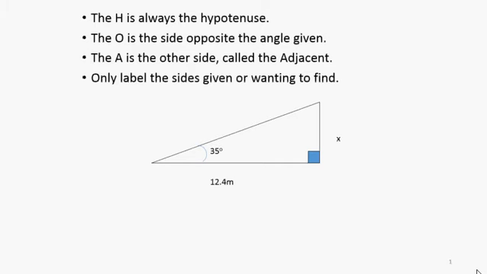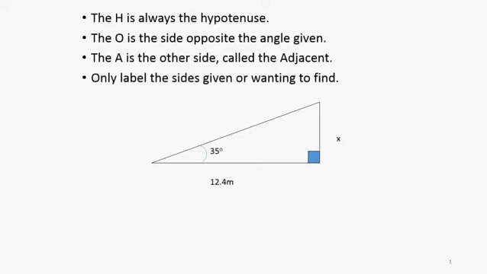Today we are going to use the sine rule on a right angle triangle to find the opposite side. Before we begin, we need to learn to label the sides. First thing, we need to know that there is a right angle triangle. That's only when we can use the sine rule.